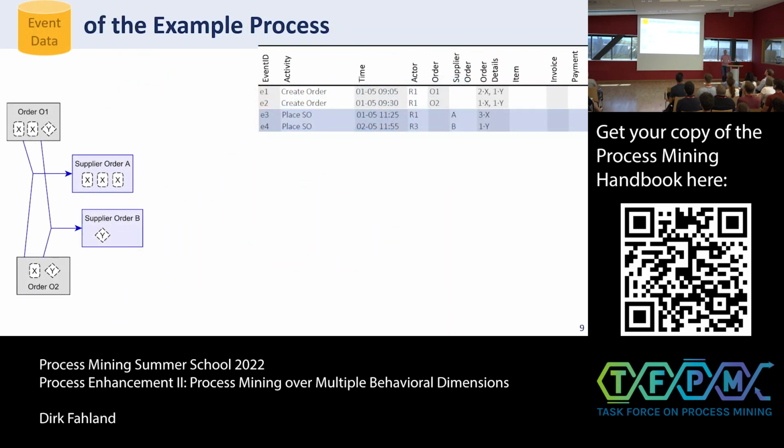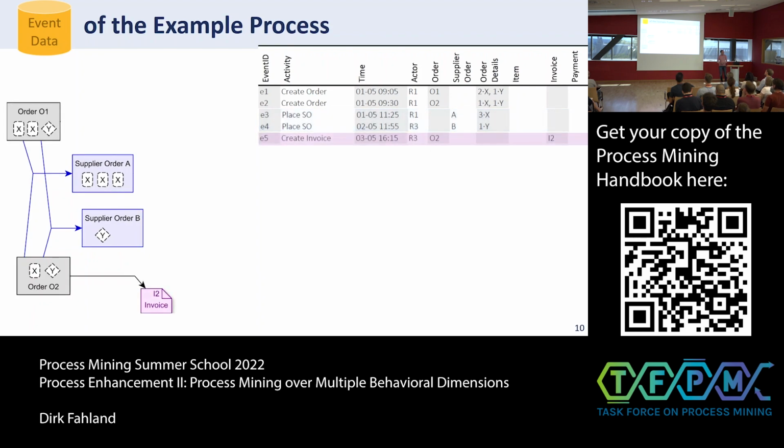Here is the event data that comes with this example. So we have created 2 orders, right? Each order creation creates 1 record in our event table. Order 1, order 2, I get identifiers, there's some details for the order. Then when the supplier orders are placed, I get other events for the supplier order at A and at B, and also the order details. Well, I'm creating an invoice, another event.